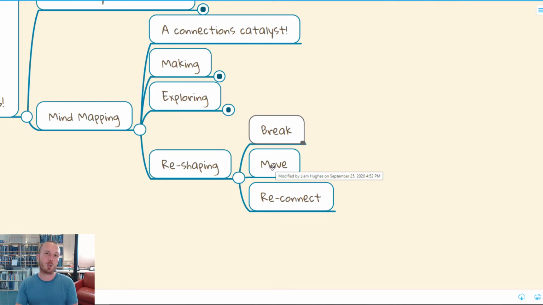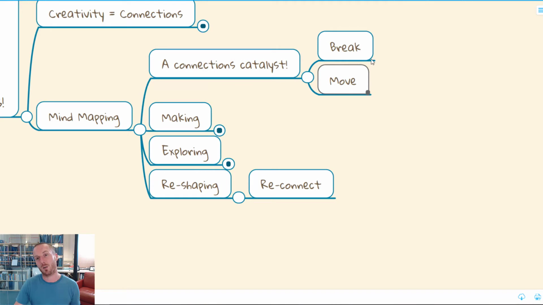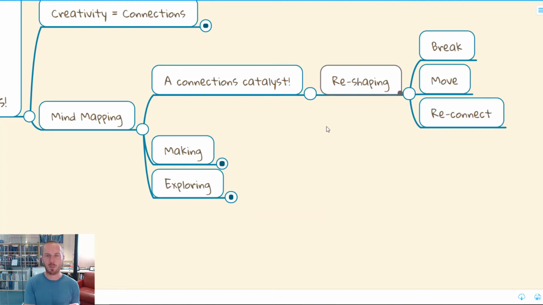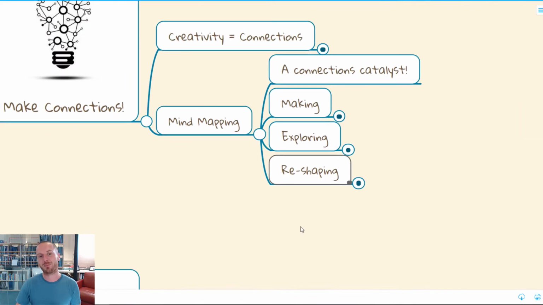Maybe we might trigger some interesting associations by very simply moving a topic around and seeing what else it might connect to. And we can move individual topics, or we can even grab entire branches and move them around. And that's going to help us play around with trying different shapes of ideas alongside each other and seeing what unusual combinations that might trigger in our head.